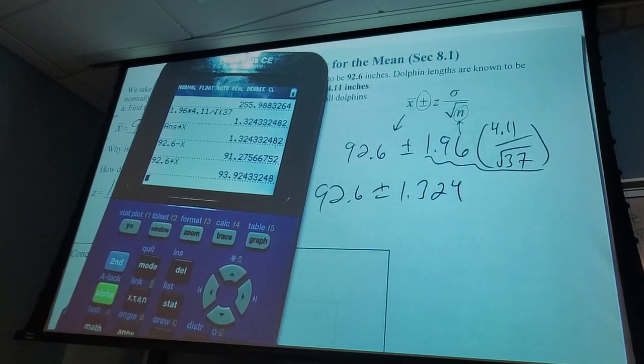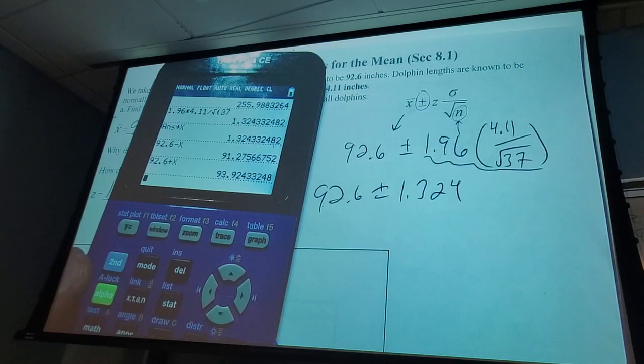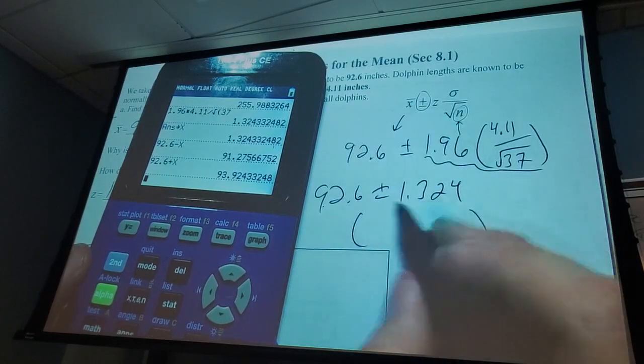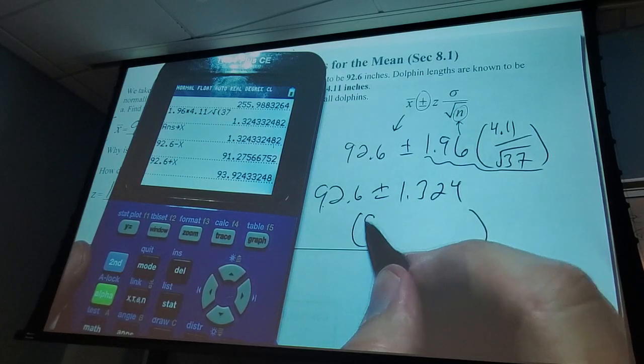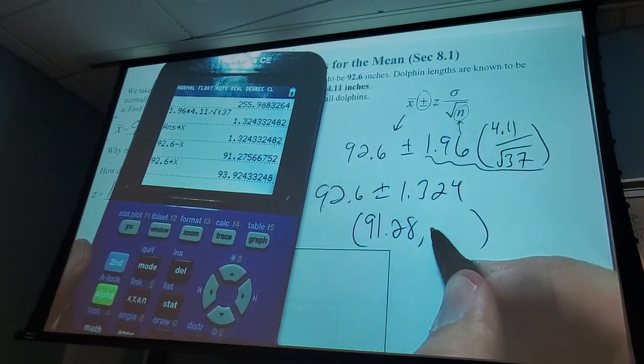Right? You guys with me? And again, not a big deal. Who cares? But I just want to throw it out. Later this semester, our equations are going to get a little bit bigger. So then we're going to want to know how to control some memory stuff. So this is just me laying some groundwork for that. So what's the interval then? 91.28. Yeah, sounds good. 93.92.